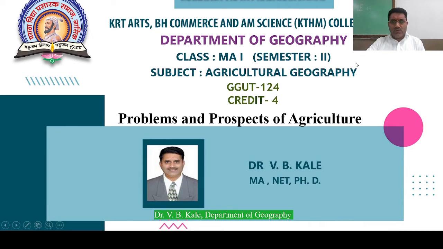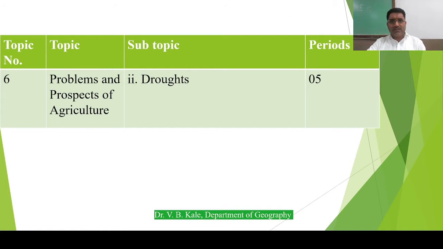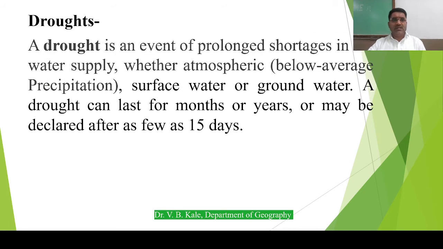Today we are going to see the next point of 6th chapter, that is problems and prospects of agriculture, and particularly today we have to see what is meant by drought and which are the causes and effects of the drought. So let us see what exactly drought means.